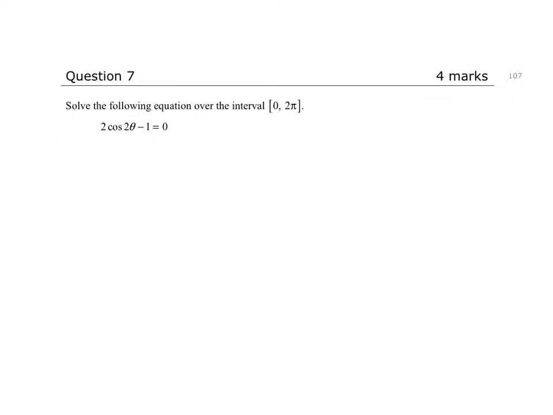Question 7. Solve the following equation over the interval from 0 to 2 pi inclusive. 2 cos 2 theta minus 1 equals 0.